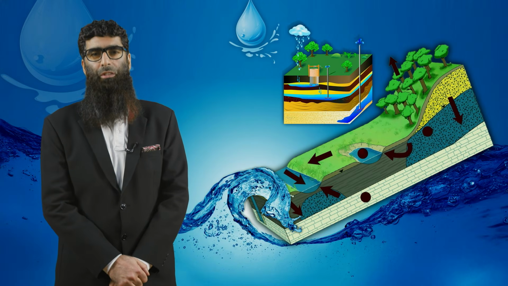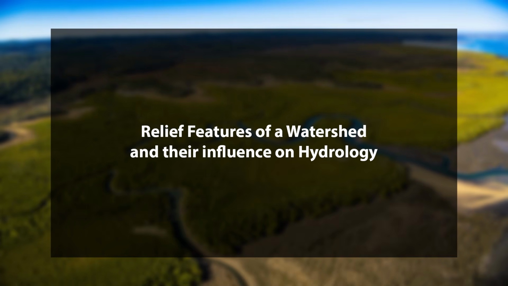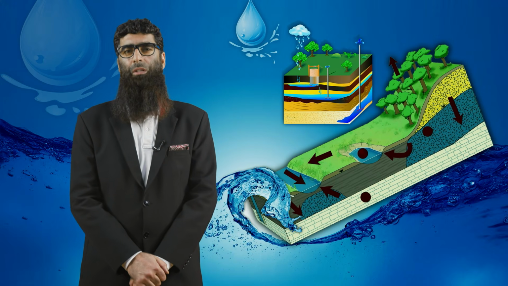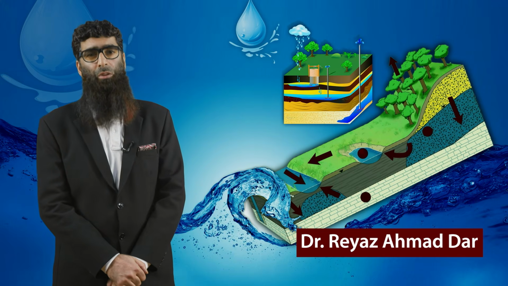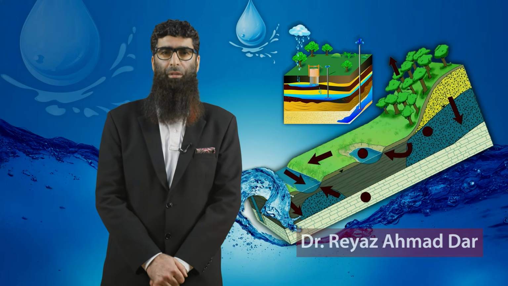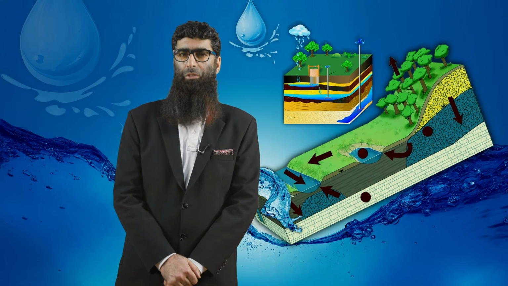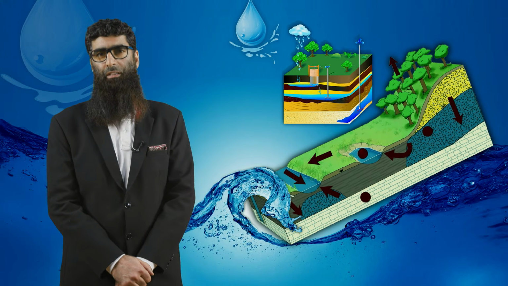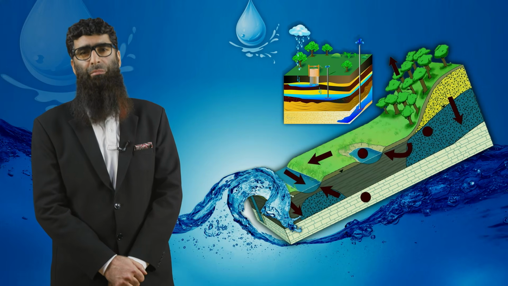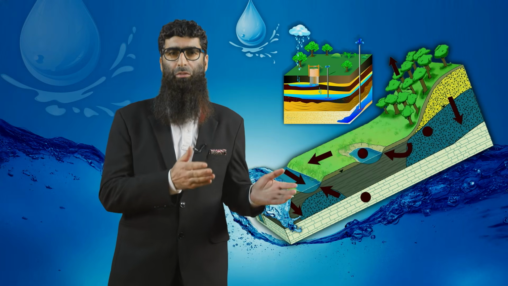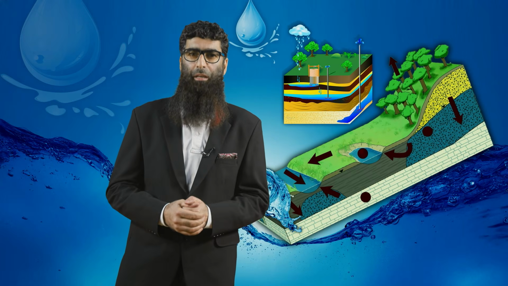Today we are going to discuss the topic relief features of a watershed and their influence on hydrology. Before we begin, let me ask you something very basic. Have you ever wondered why some rivers flood very quickly after rainfall while others respond slowly, or why some valleys are deep and rugged while others are wide and gentle? Much of this difference comes from the relief of the watershed, the shape, slope, and height of the land.